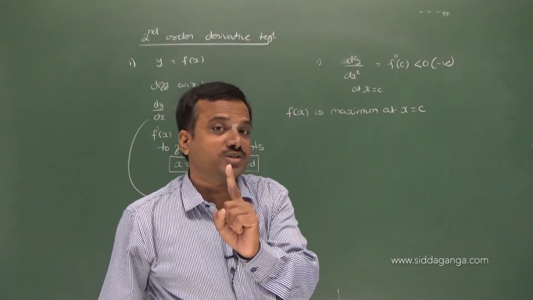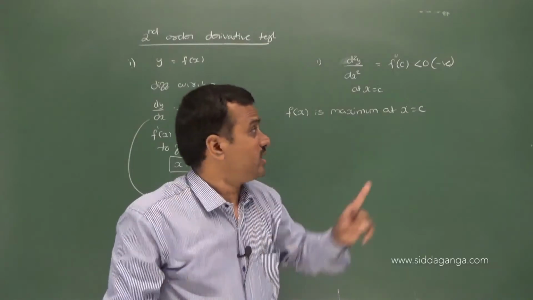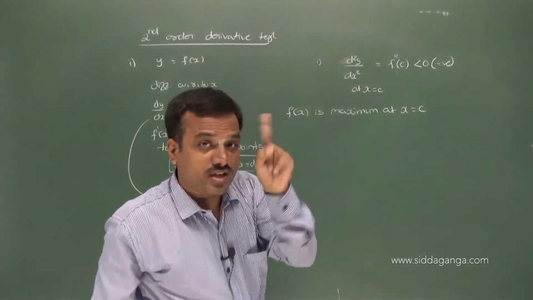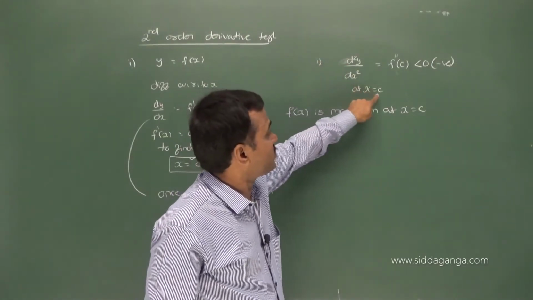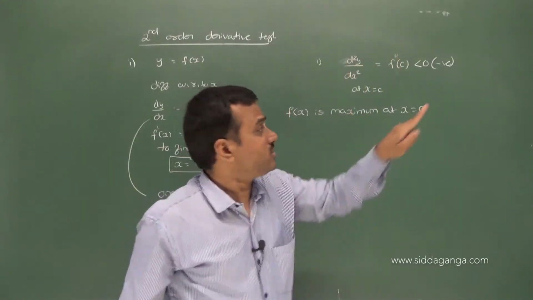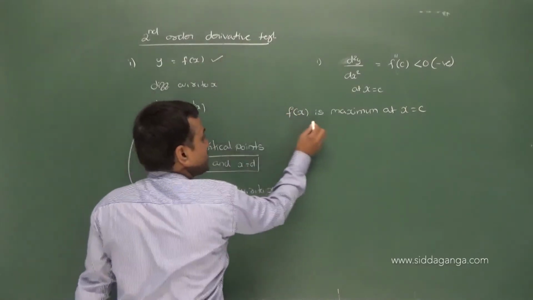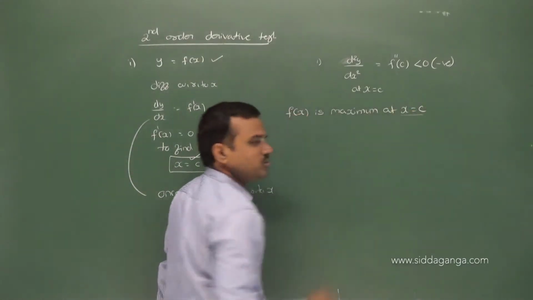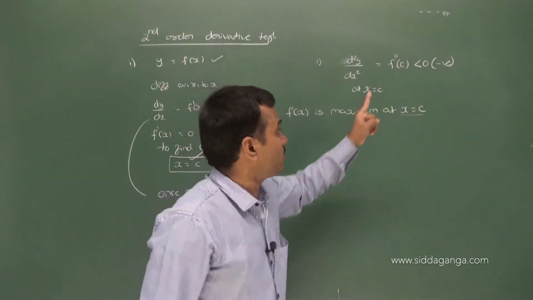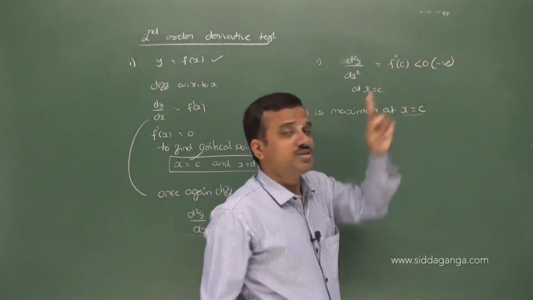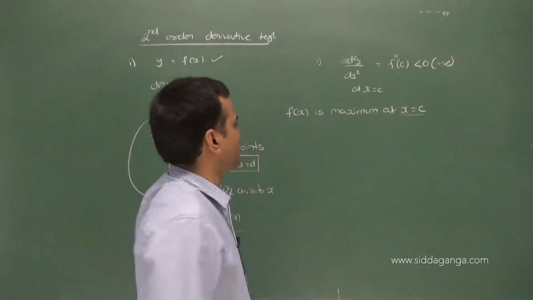This is very important. If the negative comes, and you write it is minimum, that is wrong. Once again, carefully observe, second order derivative at x is equal to c is less than 0. That means negative. F of x, the function, is maximum at x is equal to c. Clear? If negative comes, f double dash of c less than 0, f of x is maximum at x is equal to c.